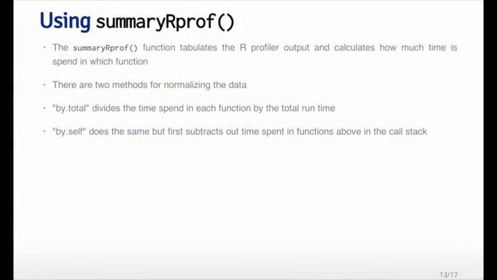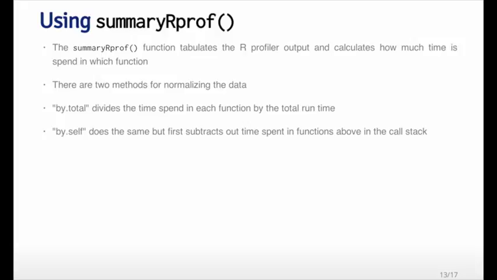That kind of raw output is not particularly easy to read, so we use the summaryRprof function to tabulate the R profiler output and calculate how much time is spent in which function. Once you see the function call stack, you know that each line is separated by 0.02 seconds, because that's the frequency at which it's sampled. Given that, you can calculate how many seconds are spent in each of the functions, because if it appears in the function call stack, then you must be spending some time in it.